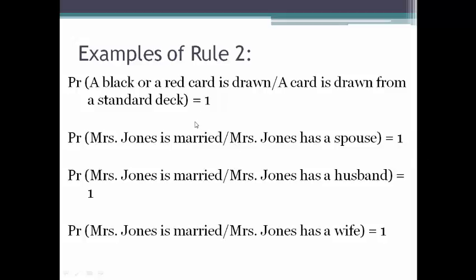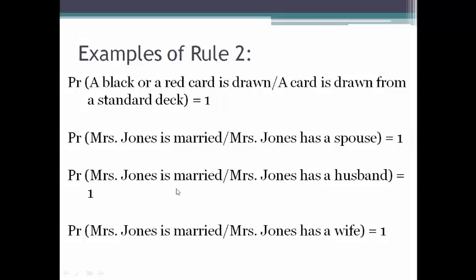There's no way she can be married and not have a spouse. If she has a spouse, then she's married. So it's 1. Note, however, that there are multiple ways in which the claim that Mrs. Jones is married can be won.